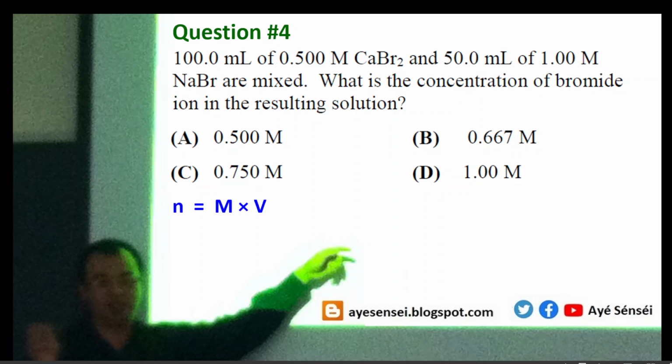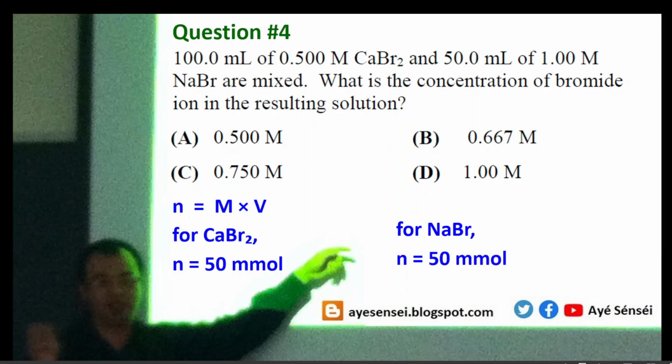Please remember that mole equals concentration times volume here. Since there are two substances here, for calcium bromide, the mole is 50 millimoles. This is from 100 times 0.5. And for the other substance, sodium bromide, the number of moles is the same actually, 50 times 1, so it produces the same number.